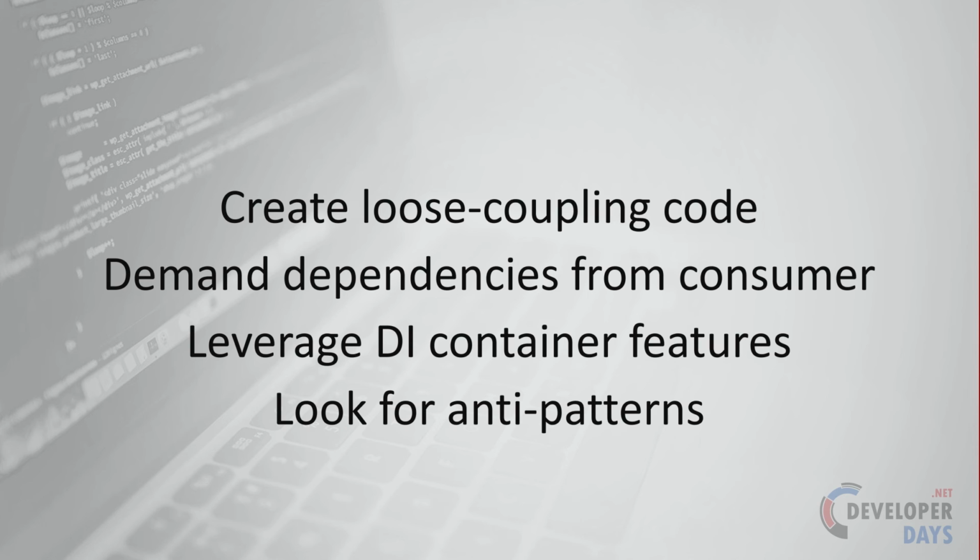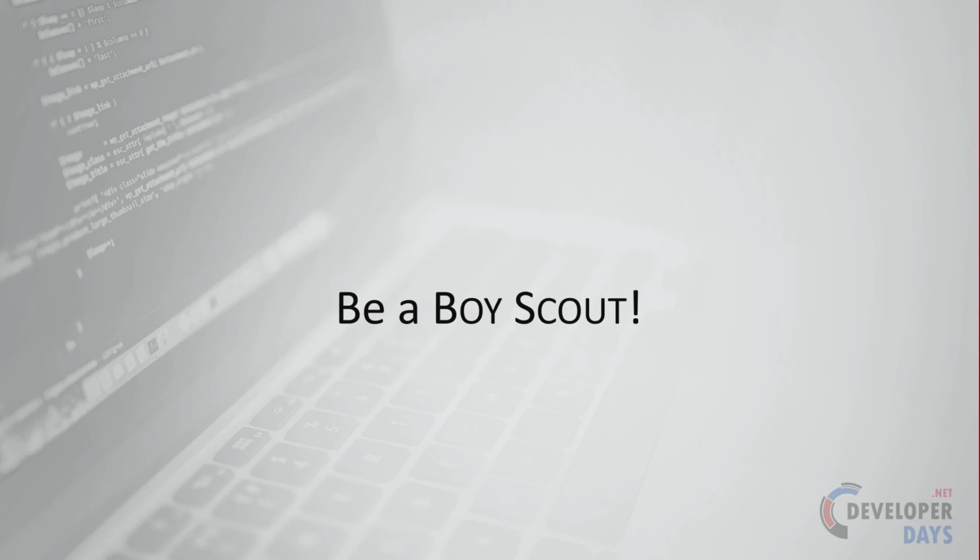In order to be really successful, you have to understand what kind of IOC container you are using, which means it would be really nice if you know all the features, like loosely coupled scanning, open and closed generics and all that stuff, so that you really leverage the features of the container. And also you have to look for anti-patterns in the code base. And looking at anti-patterns, I would really recommend you be a Boy Scout, who tries to refactor the code to be more maintainable, more loosely coupled, and more readable.